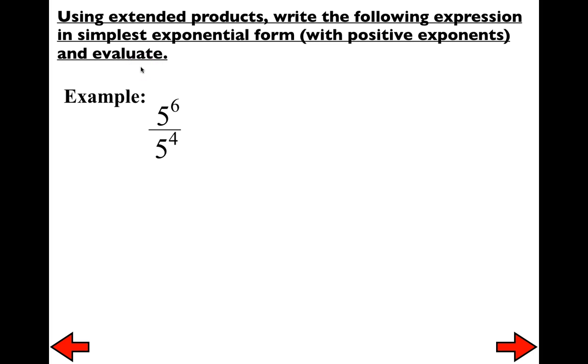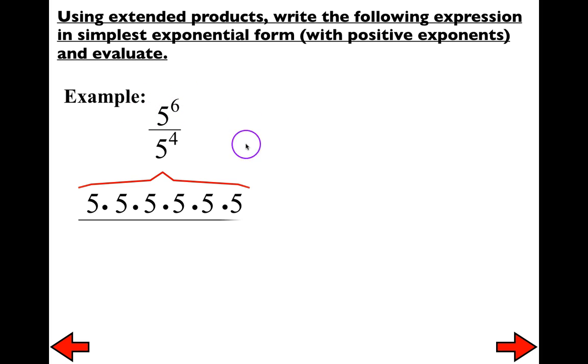Okay, so now we're going to go ahead and enter something slightly different. It says, using extended products, write the following expression in simplest exponential form with positive exponents and evaluate. So not only are we asked to extend it out, we're asked to simplify and also evaluate. So here, let's go back to the basics. What does 5 to the 6th power mean? Well, it means I'm going to repeat 5 6 times. 1, 2, 3, 4, 5, 6.